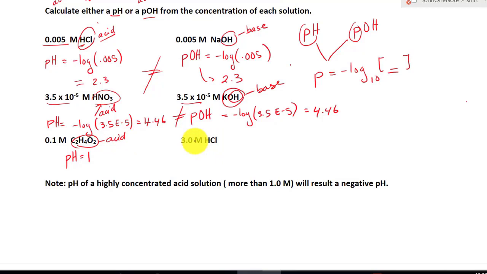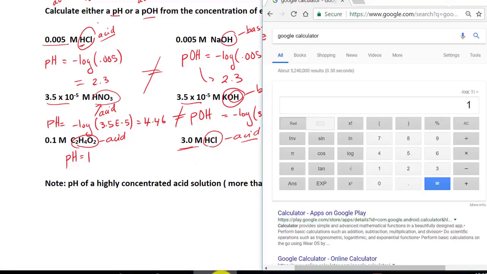Let's try another one where this one's a little bit tricky. Here I know HCl is an acid, but the concentration is extremely concentrated, and we're going to work with this concentration later in our class when we do a lab with hydrochloric acid. Now let's plug into a calculator to see what happens when we have a solution that is highly concentrated. Negative log of 3. Look what happened. We have a negative pH.